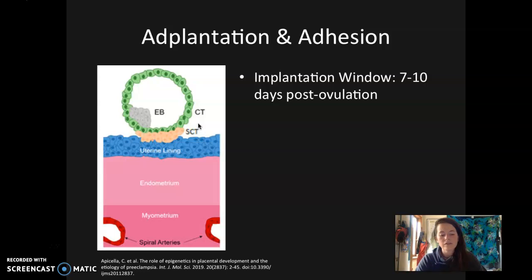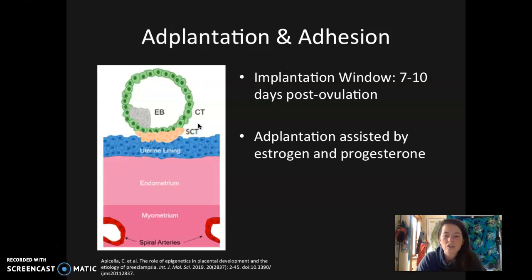It is believed that this process is assisted by the hormones estrogen and progesterone, and we'll go into this a little bit more later, because they cause a thickening of the endometrial wall, which makes it easier for the blastocyte to come in contact with that mucosal lining.